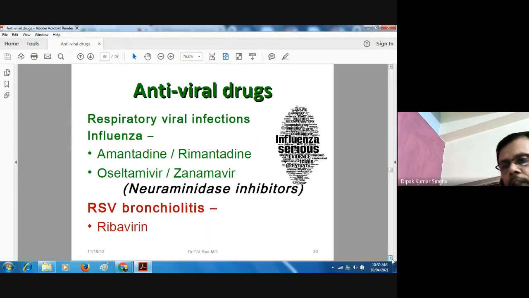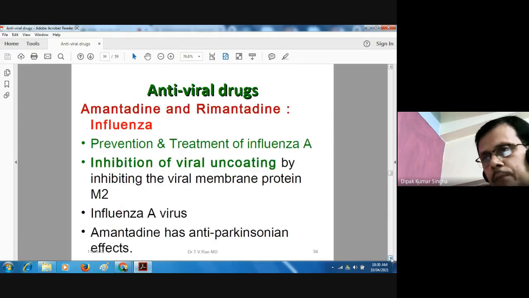Oseltamivir and zanamivir are neuraminidase inhibitors. So in case of influenza, this type of drug you can use, just for influenza. And for RSV and bronchitis, ribavirin. In case of bronchitis, ribavirin is a very useful drug for this type of infection.